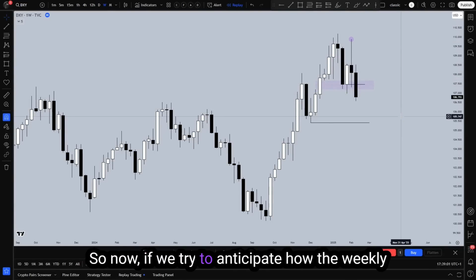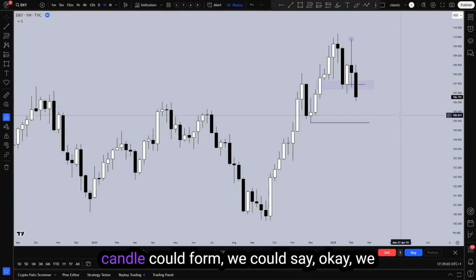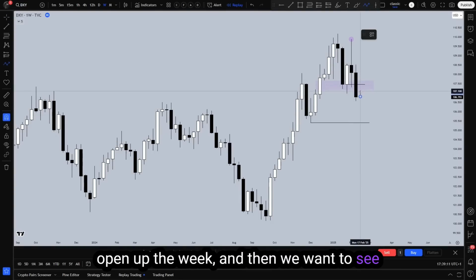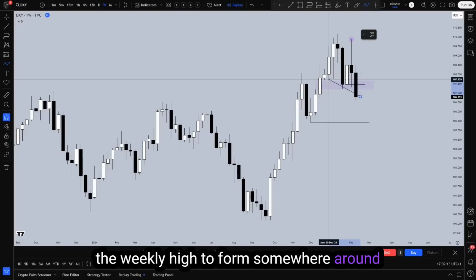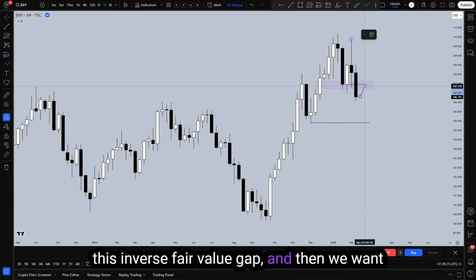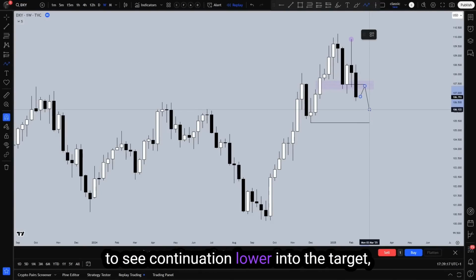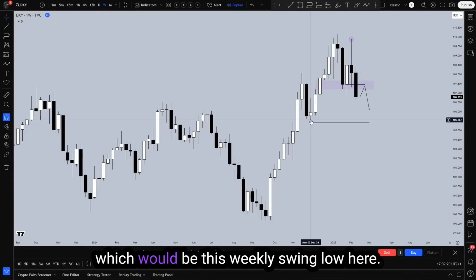Now if we try to anticipate how the weekly candle could form, we could say, okay, we open up the week and then we want to see the weekly high form somewhere around this inverse value gap, and then we want to see continuation lower into the target, which would be this weekly swing low here.